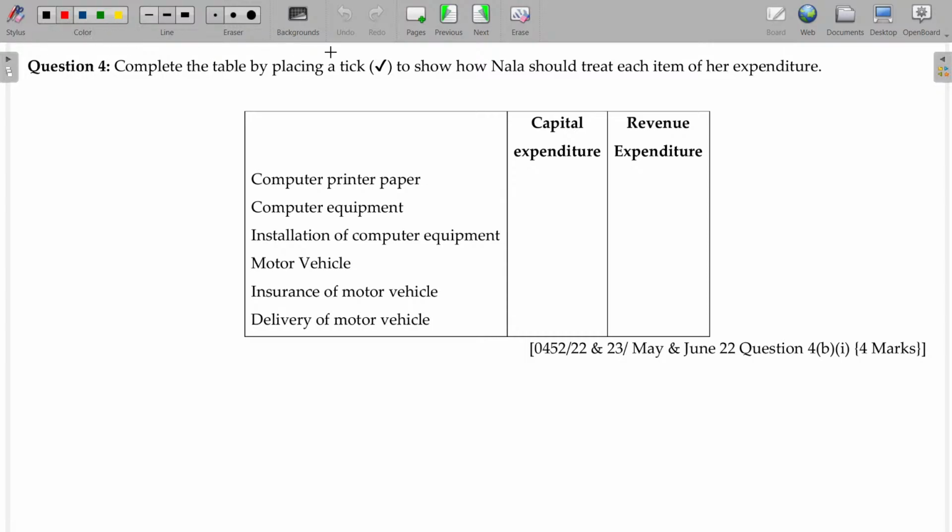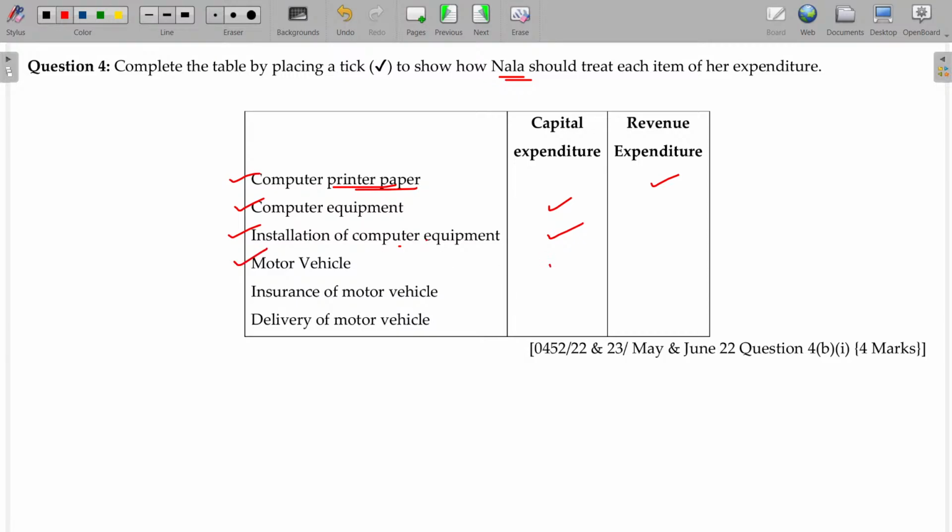complete the table by placing a tick to show how Nala should treat each item of her expenditure. Computer, printer, paper. Paper is a regular purchase. You purchase now and then to consume this, so revenue expenditure. Computer equipment is an asset, so capital expenditure. Installation of computer equipment, unless you install the computer, it is non-operatable, so capital expenditure.